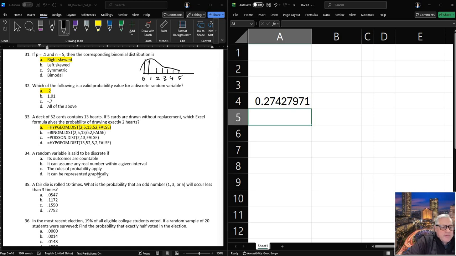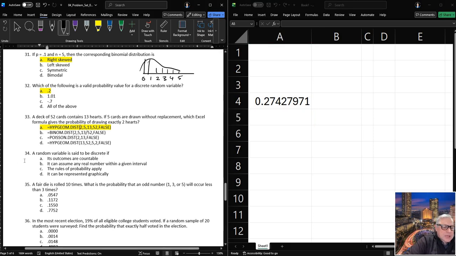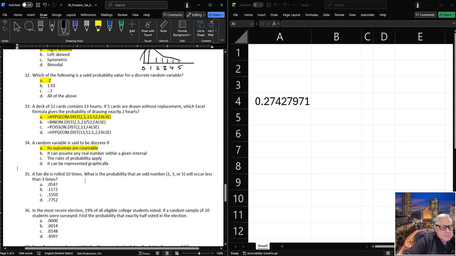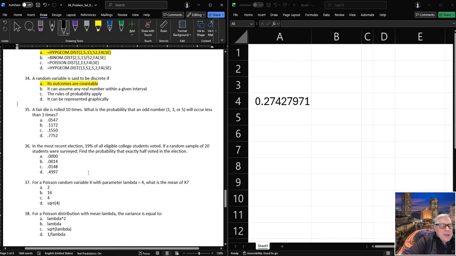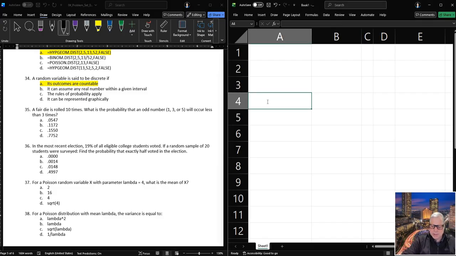A random variable is said to be discrete if its outcome is countable. That's correct, because continuous variables are measured. Discrete variables are counted. A fair die is rolled 10 times. What's the probability that an odd number will occur less than 3 times? That's again the binomial.